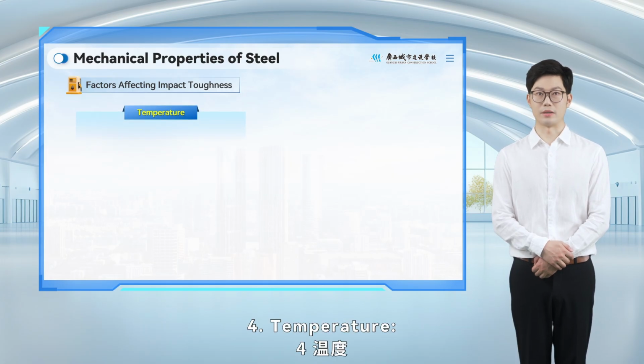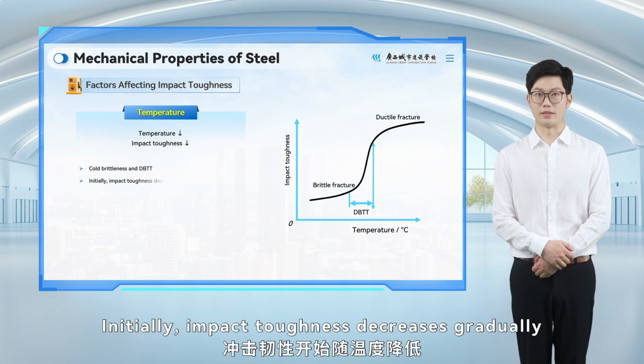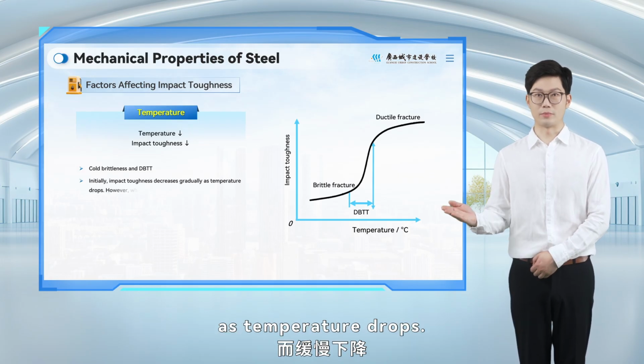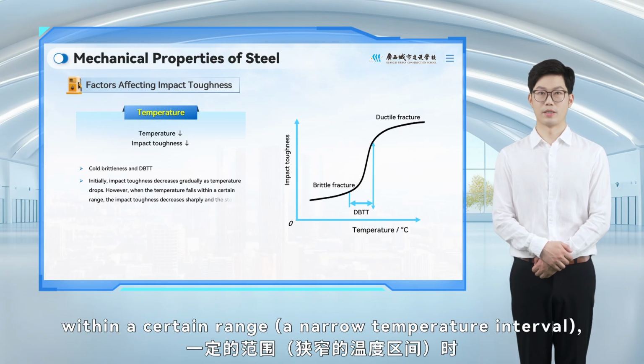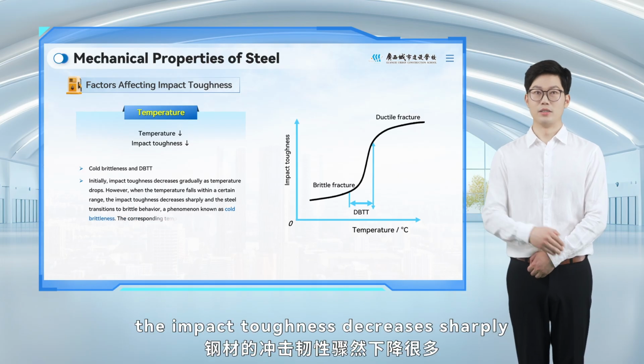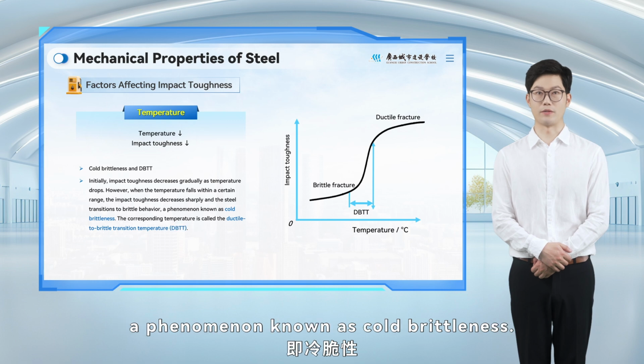4. Temperature. The impact toughness of steel decreases with decreasing temperature. Initially, impact toughness decreases gradually as temperature drops. However, when the temperature falls within a certain range, a narrow temperature interval, the impact toughness decreases sharply and the steel transitions to brittle behavior, a phenomenon known as cold brittleness.